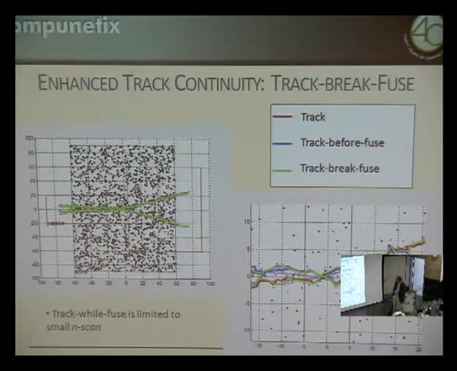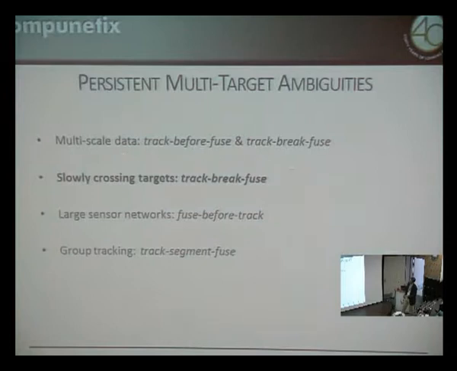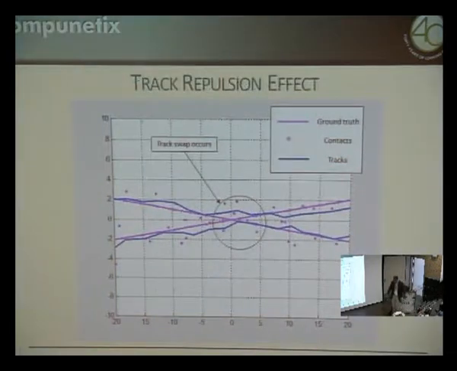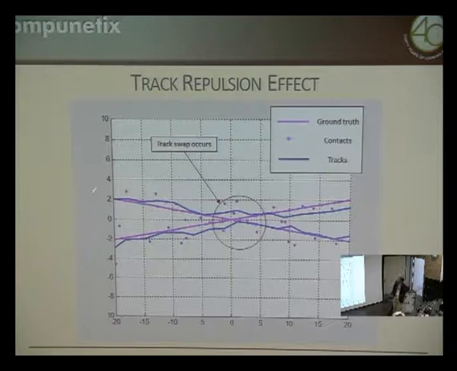So, and in fact, I'll describe it in the context of the next example, which is actually another instance of the same sort of thing. Two targets that cross very slowly. So it turns out that track break fuse is effective here. Well, what's going on? What's track break fuse? The idea is, imagine that I have two targets that are crossing very slowly, and if you remember yesterday I described this track repulsion effect that the MHT gives you. In other words, the target that's north always grabs the north measurement, and the track that's south always tracks the measurement of the south. And so, before the targets even cross, they start to repel.